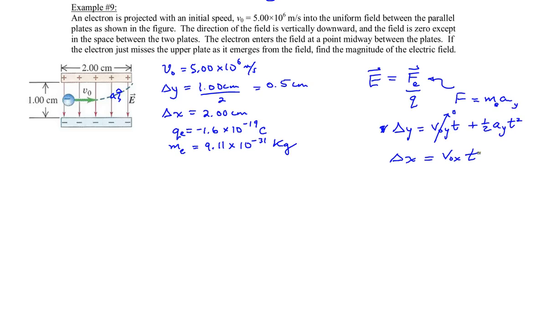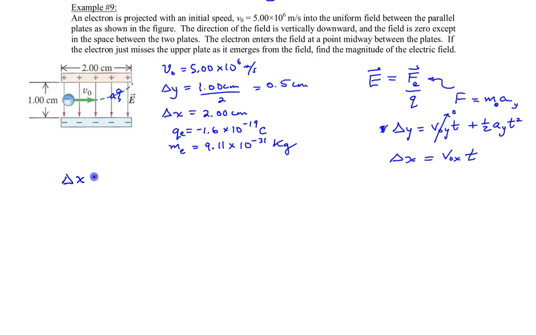So, thinking backwards here, if we could find the time from the horizontal displacement and the horizontal speed, then we could find the acceleration from the vertical displacement and the time that we found earlier. And if we know the acceleration, we can find the force. And if we can find the force, then we can find the strength of the electric field. So let's go ahead and do that.